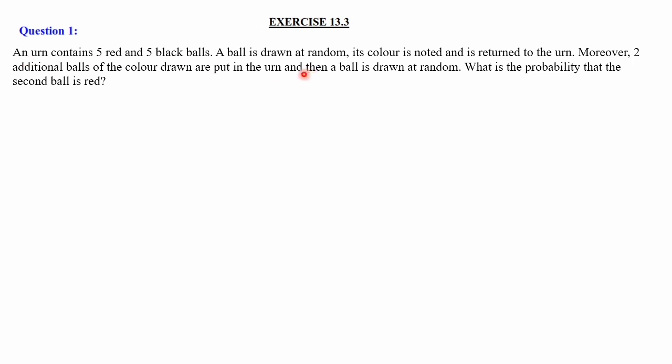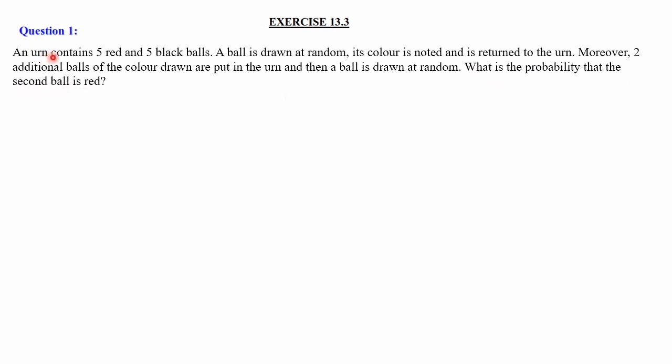Let's go through the question again. An urn contains 5 red and 5 black balls, total 10 balls. You are choosing a ball at random and its color is noted, and then you are keeping the ball back. And whichever color you have noted, the same color, 2 more balls you are adding to the urn. Then you are taking the second ball, and we have to find out the probability that the second ball is red.